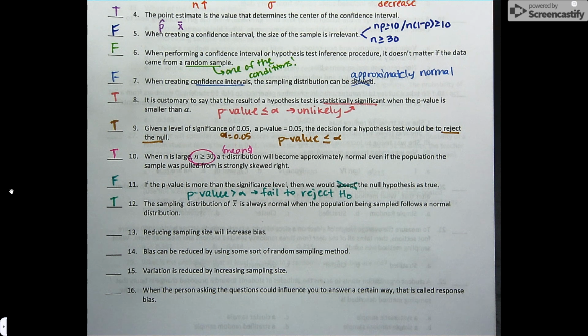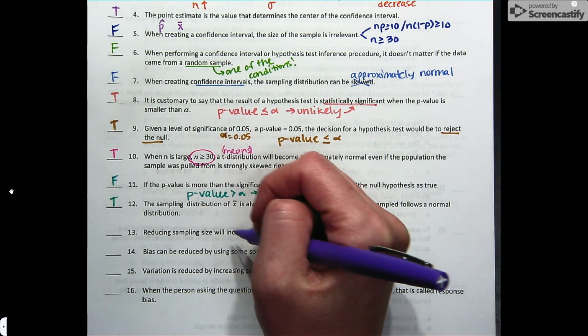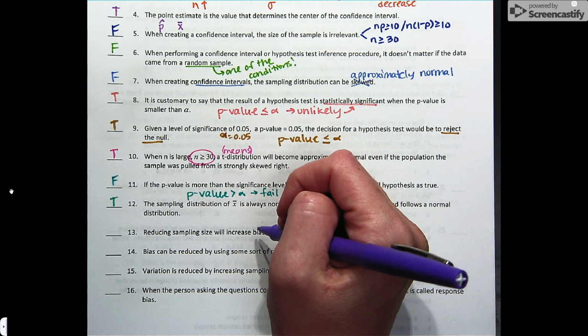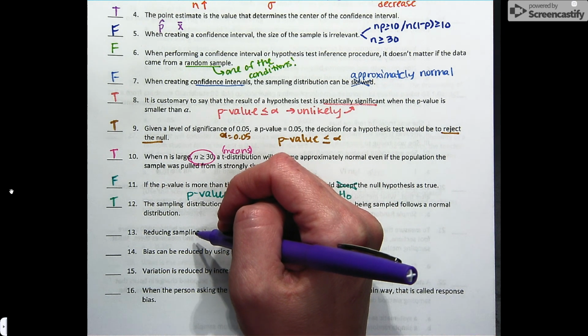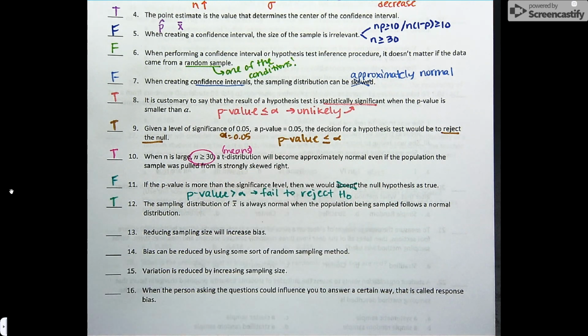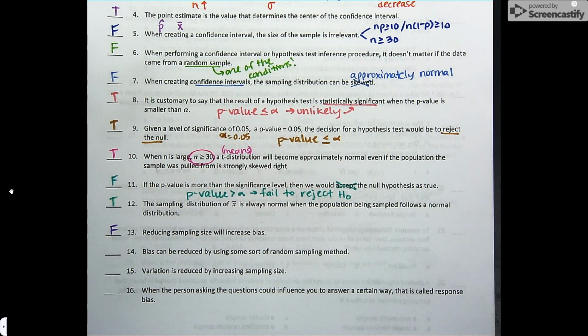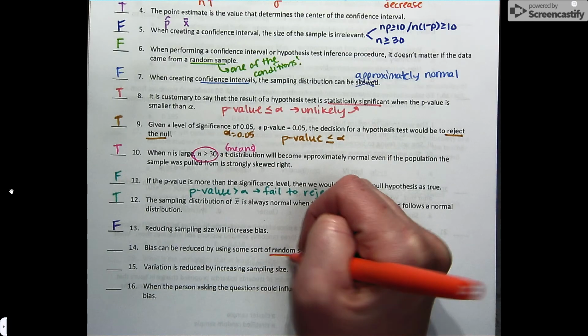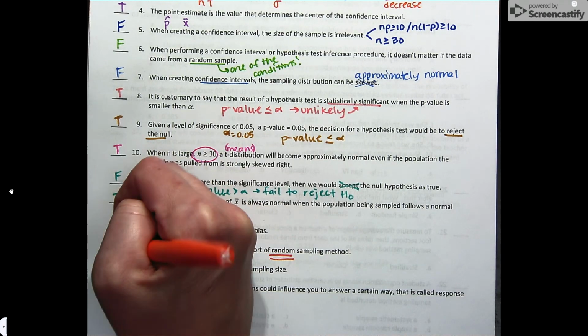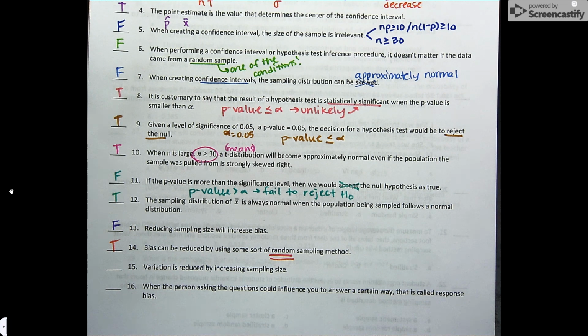Number 13, reducing the sample size will increase bias. For number 13, if you guys remember, this is actually going all the way back to our very first unit of this semester. Sample size and bias don't really have a hand-in-hand correlation, so that's false. Okay, number 14, bias can be reduced by some sort of random sampling method. That's definitely true. Remember, a big concept we talked about is how randomization reduces bias.